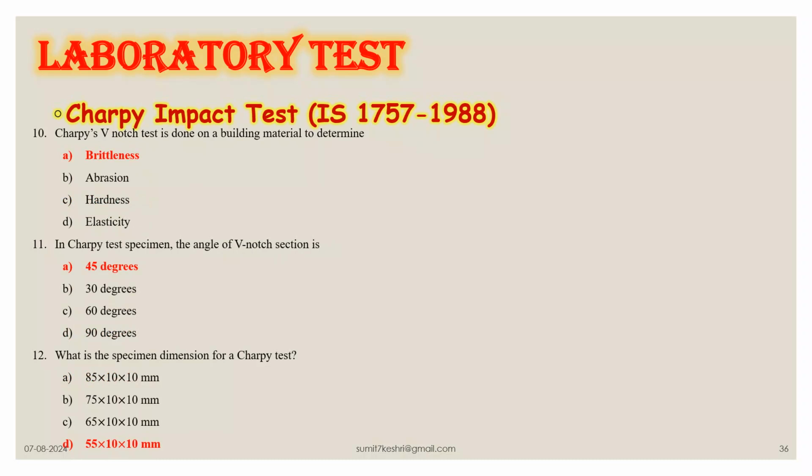So Charpy V-notch test is done on a building material to determine obviously brittleness. In Charpy, among these options, we can say brittleness, or if there would be ductility, then we can also say yes. We can compare the ductility or brittleness of a material based on this toughness value. In the Charpy test specimen, the angle of V-notch section is 45 degrees, we know, and the specimen dimension for Charpy test is 55 by 10 by 10. But for Izod test, its dimension is 75 by 10 by 10.